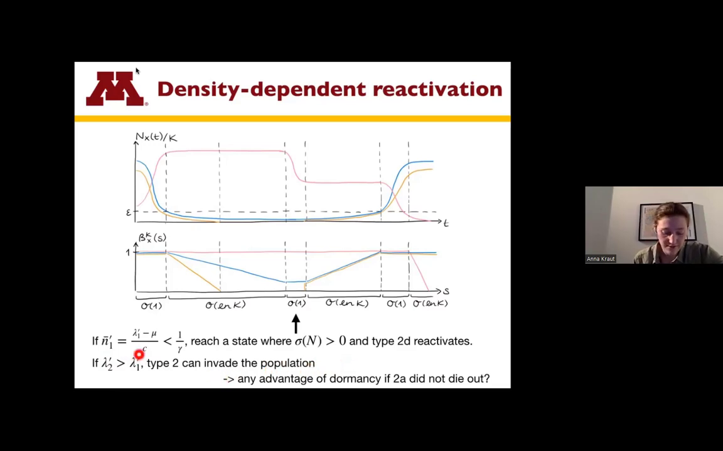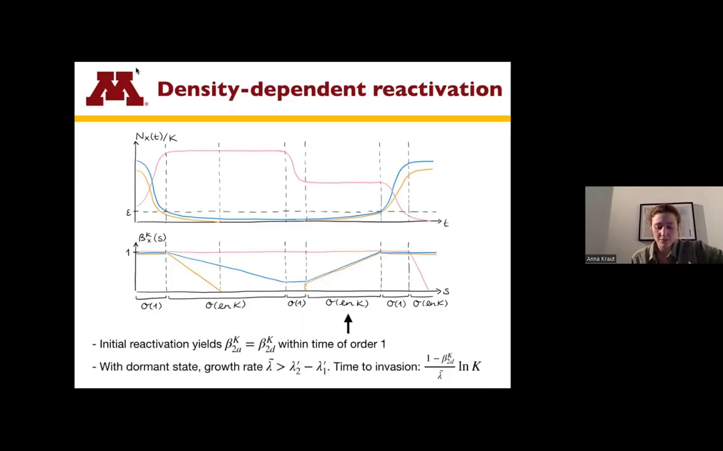So the question is, even if we make this assumption that type 2 is now, even without dormancy, fitter than type 1, is there still any additional advantage of dormancy apart from having the population survive long enough to witness this change in the environment? And the answer is yes, because dormancy still will allow the type 2 cells to recover much faster.